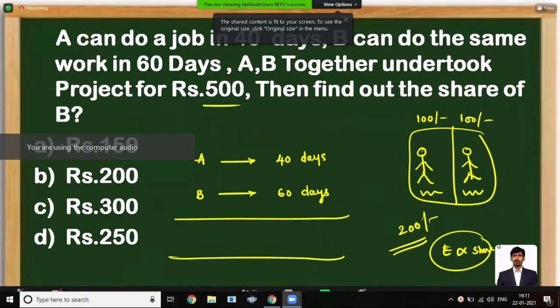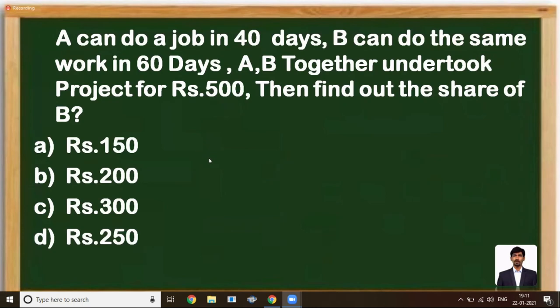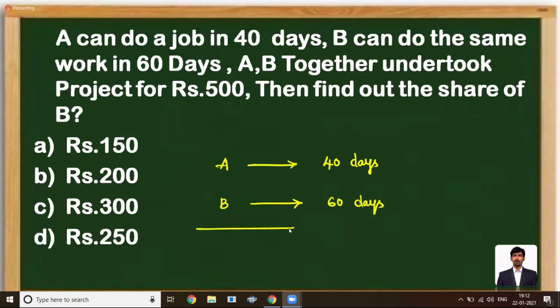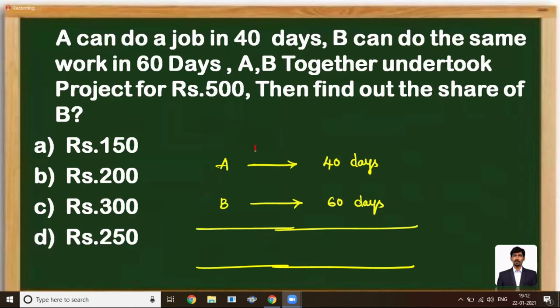Okay. So we just need to deal with efficiency whenever they are expecting us to find out the share of the person. Here we see A is capable of finishing a work by taking 40 days of time. B is able to finish the same work by taking 60 days of time. If A and B undertook a project for 500, find out the share of B is the question. So what is the LCM of 40 and 60?